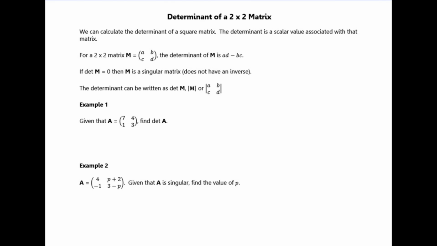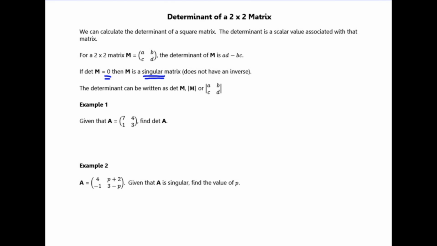The determinant for a 2 by 2 matrix is calculated in the following way. So you multiply the elements on the leading diagonal, so A times D. You multiply the elements on the other diagonal, B times C, and you take those away. So AD minus BC. If your determinant is 0, we call the matrix singular. And this is because it doesn't have an inverse, okay, because we'll look at this later on. We use the modulus sign for determinant, or we just write det M or something like that.